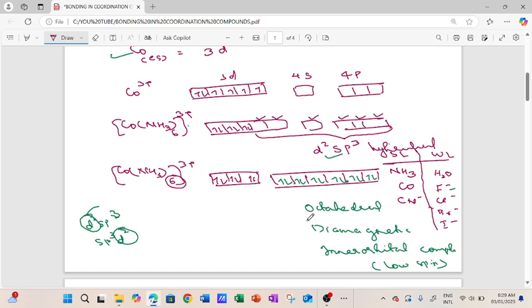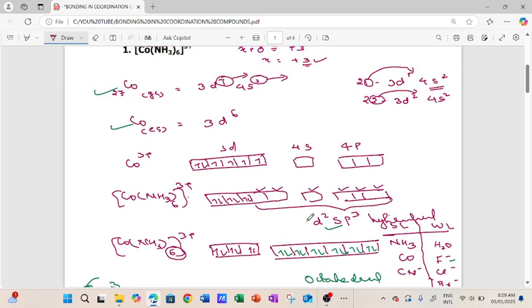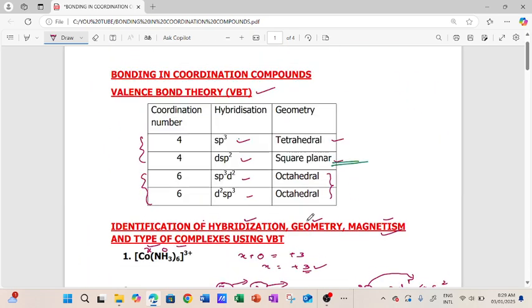Each pair of electrons comes from the ligand. So this is how the coordinate bonds are formed between the central metal atom and the ligand. So the complexes are formed. This is the theory given by valence bond theory.